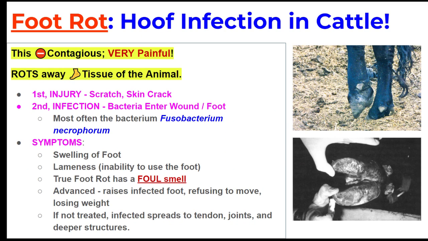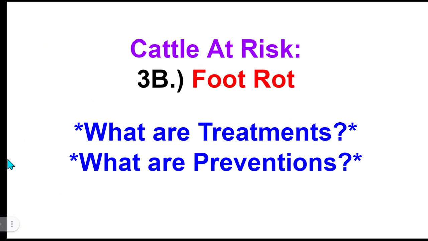As this condition advances, the cow raises its infected foot, refusing to use it, refusing to move. It loses weight. If it's not treated, the infection spreads to the tendon, to joints, and to deeper structures in the foot, the hoof. And eventually, it may have to be amputated if it's not treated.